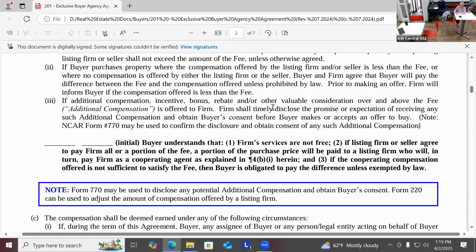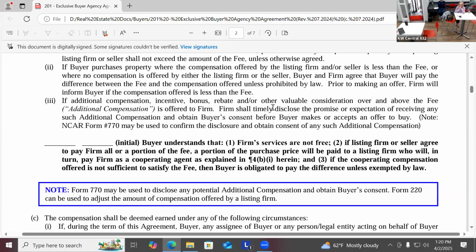And then again, in bold, buyer understands that the firm services are not free. And so this is where it talks about, if the listing firm or seller agree to pay, they need to make sure they initial there. Also, we always have that conversation that we always seek compensation from the seller or the listing firm first. However, understand, I can't work for free. If they are not offering compensation, then you will owe me compensation. And we can talk about how we can figure that into our offer, asking for closing costs, whatever the case may be.